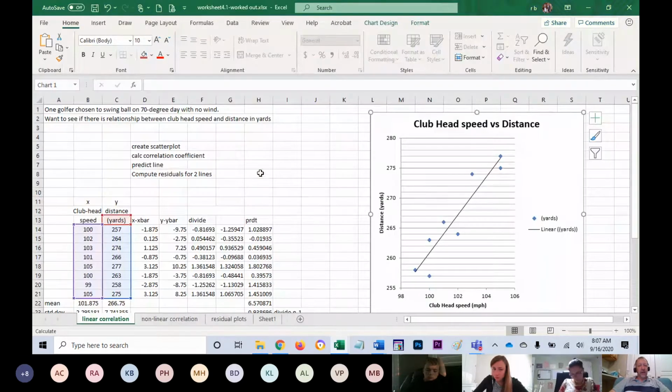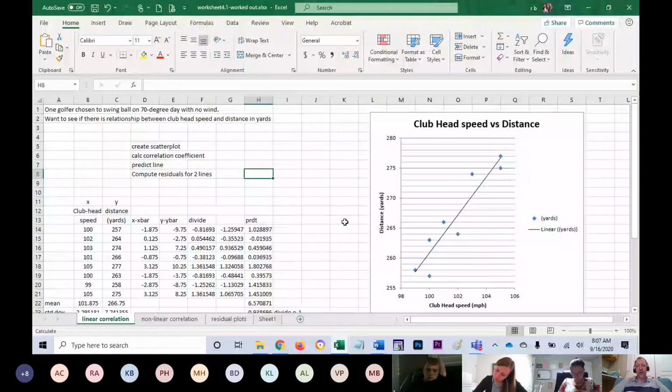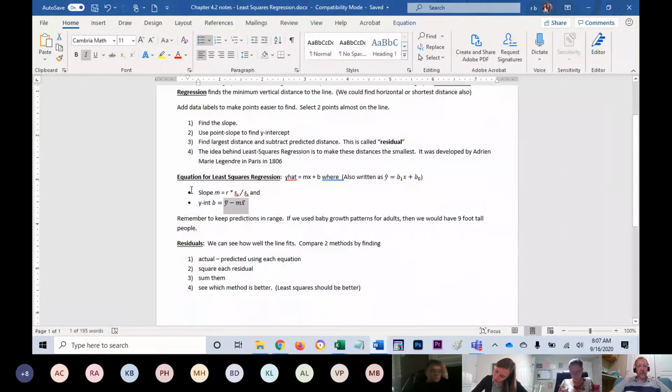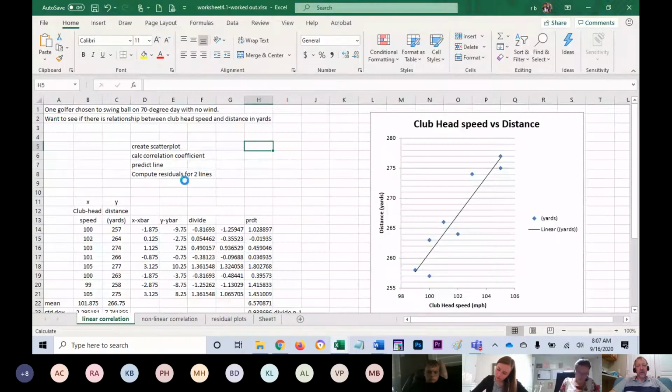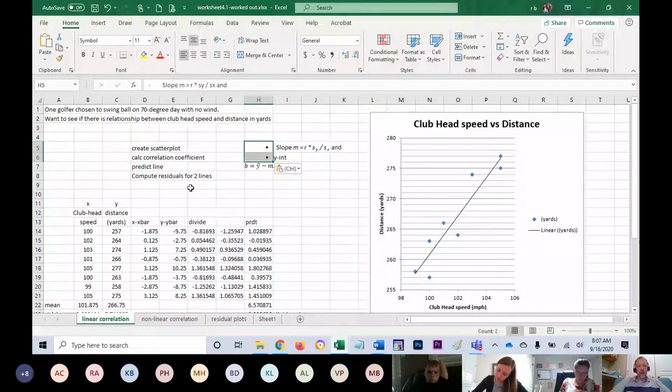So the idea here is, let's go ahead and find out what the equation of this line is. And so let me pull up these two equations here. Whoops, didn't mean to do that. Copy that. So these are the two equations that we're going to need. Okay.